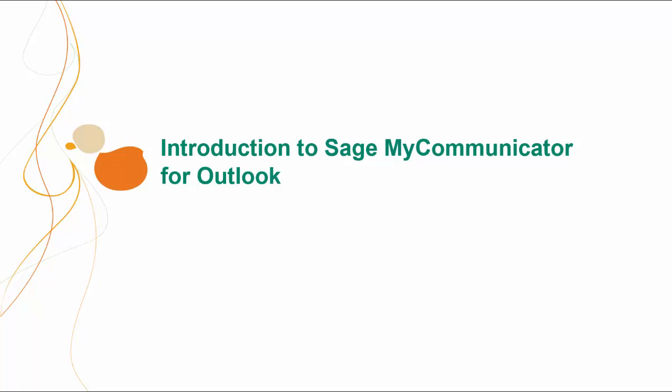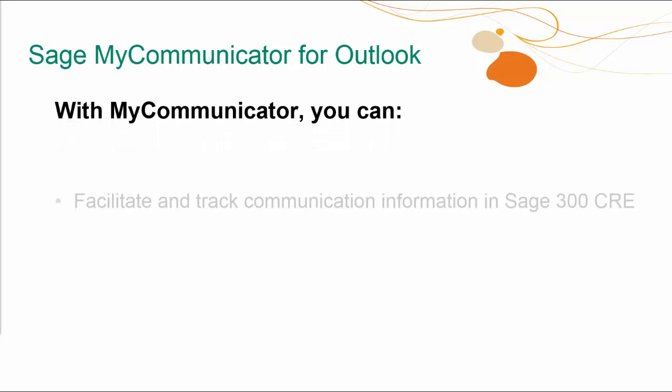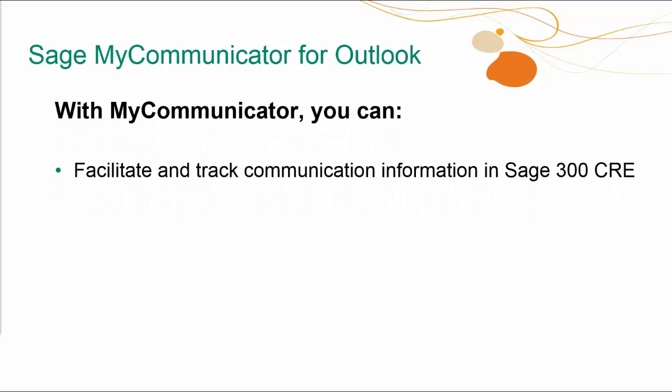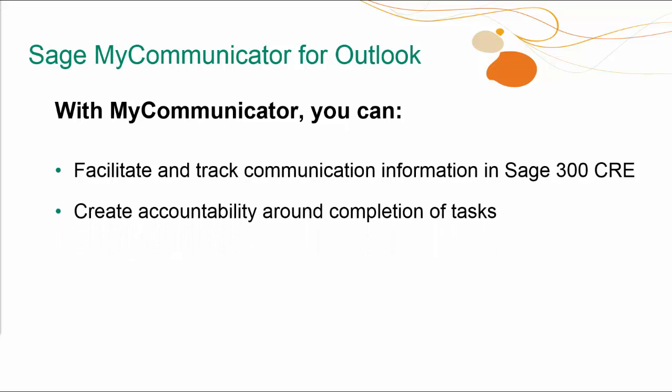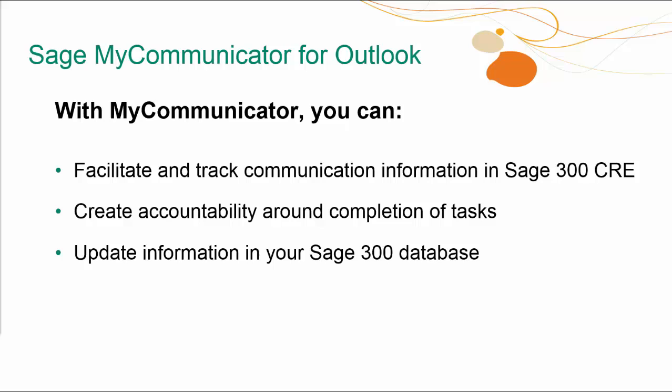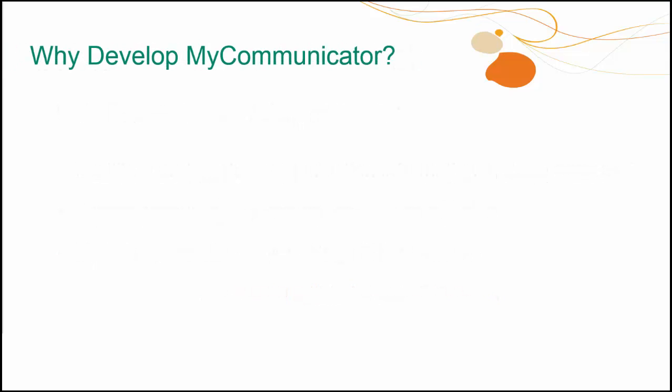Hello, and welcome to the introduction of Sage MyCommunicator for Outlook, a product that integrates your business activity in your Sage 300 software with the tool you use every day, Microsoft Outlook. By integrating the information in your Sage software into your email, MyCommunicator facilitates and tracks communication and creates accountability around completing everyday activities. In addition, MyCommunicator enables you to update your Sage 300 project or property accounting data right from within Outlook. We will step through demonstrating all of these benefits, but first, why develop MyCommunicator?